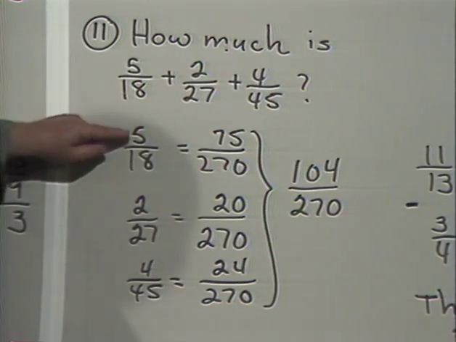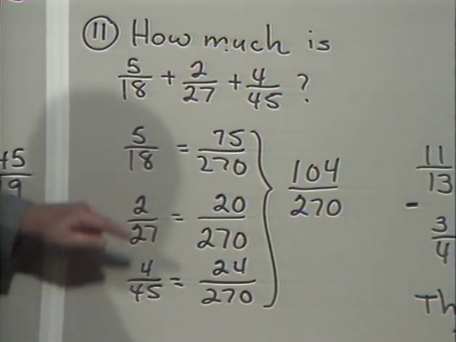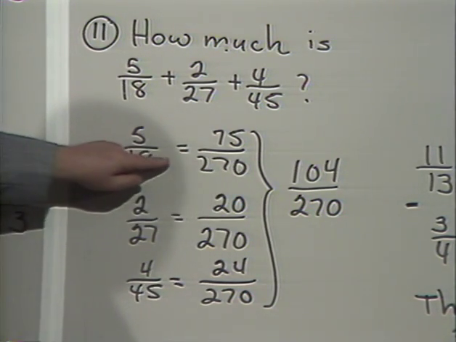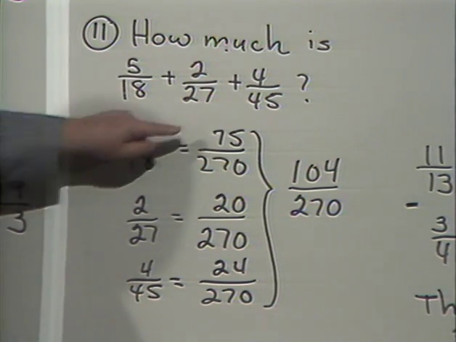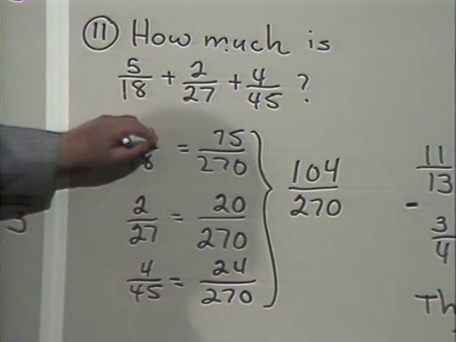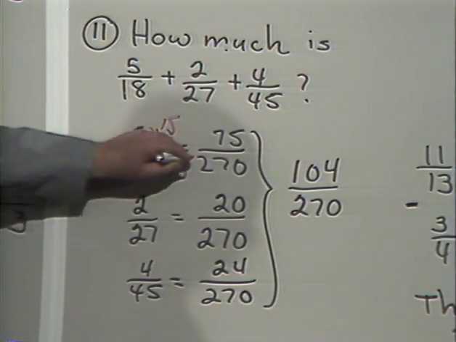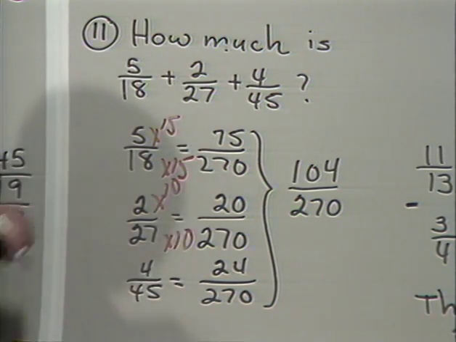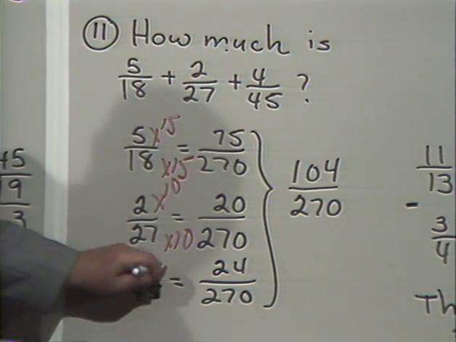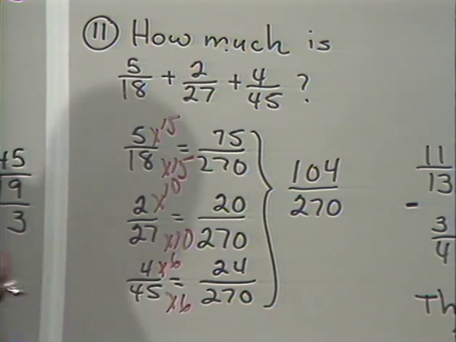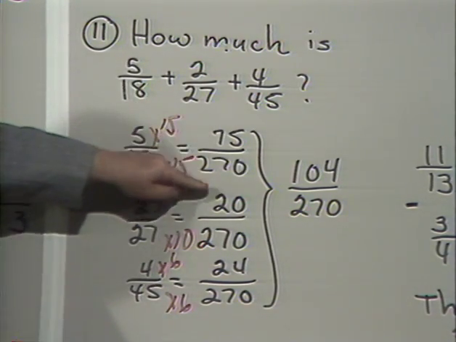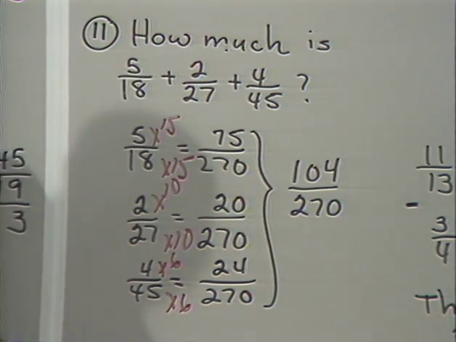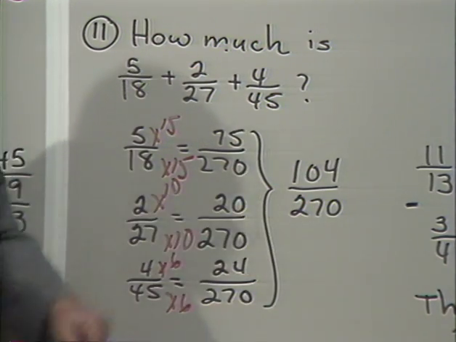What we do is we've just found that 270 is a common denominator. See, we see how many 18ths there are in 270. See, it goes 15 times. See, 5 out of 18 is the same as 75 out of every 270, you see. 2 out of every 27 would be the same as 20 out of every 270, and 4 out of every 45 would be the same as 24 out of every 270. Now you add the numerators, 75, 20, and 24 is 119. The common denominator is 270.